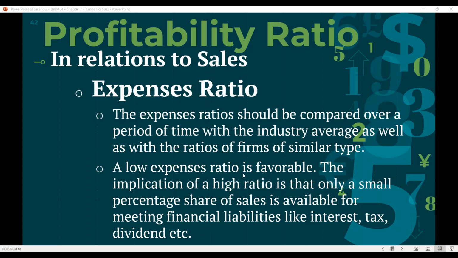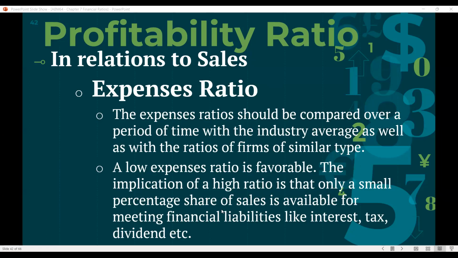So a low expenses ratio is favorable. The implication of a high ratio, okay, again, a low expenses ratio is favorable. So the lesser the ratio, mas nice siya, mas favorable siya sa imo kay because we are talking about expenses. So if possible, it should be at a minimum. So the implication of a high ratio is that only a small percentage share of sales is available for meeting financial liabilities like interest, tax, dividend, and etc.